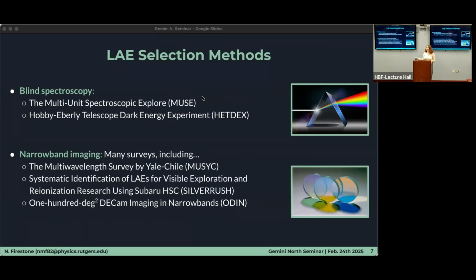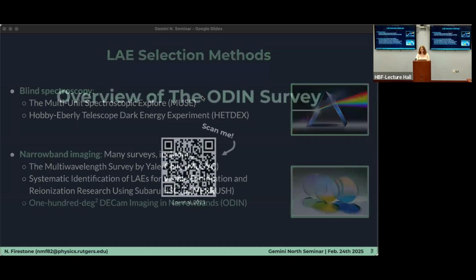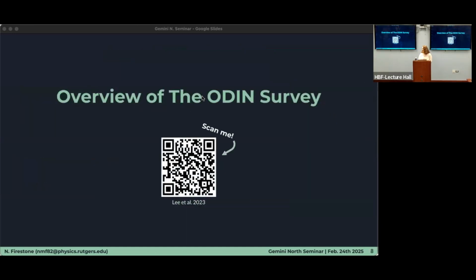So here are some examples of some of the state-of-the-art surveys that fall into each of these categories. I'm going to focus today on the 100 square degree DECCAM imaging and narrowband survey, or ODIN. Before I get into it, if anybody's interested in all of the nitty-gritty details about our survey design and science goals, you can feel free to scan this code from our 2023 paper. And if you decide after I start talking more that you are then interested, it will be in the top right corner.